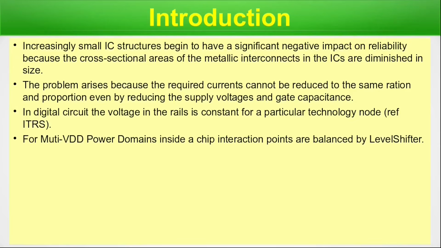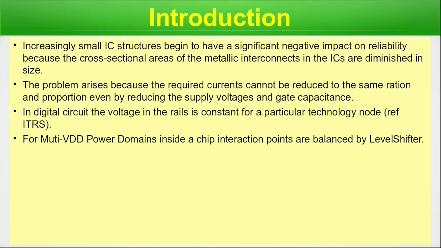For multi-VDD power domains inside a chip, the interaction points are balanced by level shifters. Nowadays, a lot of multi-VDD power domain chips are getting manufactured. So there we generally have a power management block which controls all the power going to different sections. They may have different VDD applicable to that particular block. So there we use level shifters. I just touched on this point because in today's scenario, this is also very relevant information as compared to the previous bullet where I mentioned that for a particular technology node, the VDD must remain constant.